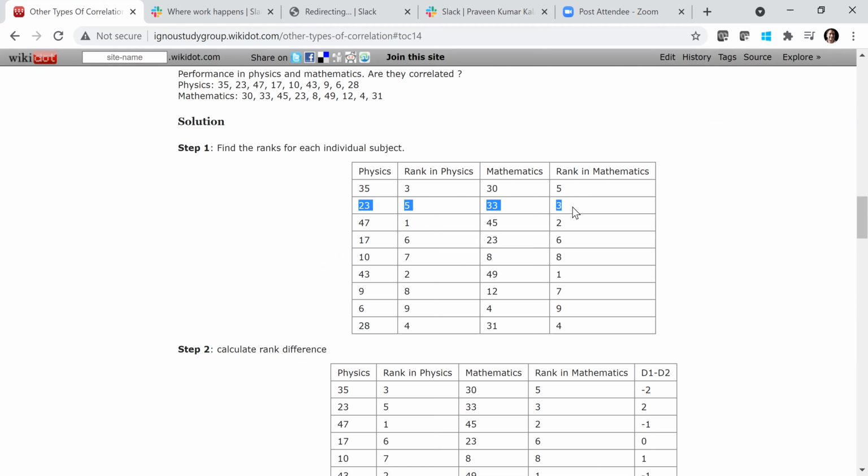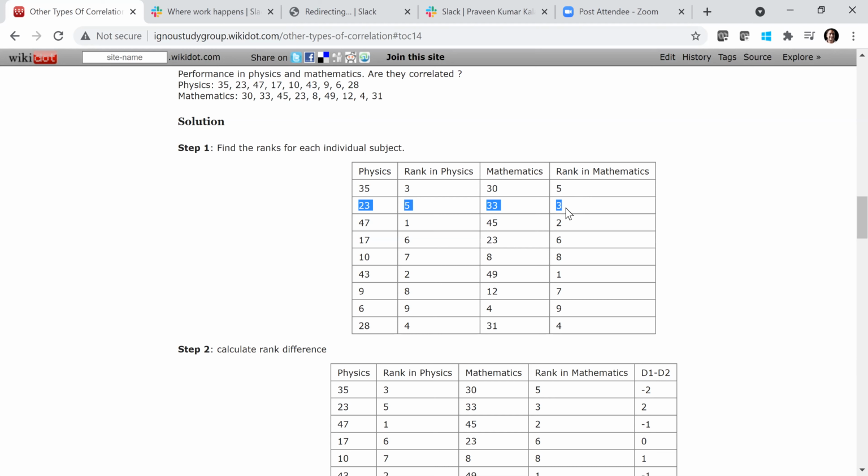What happened in the case of student A? Compared to student B, the rank increased as I go down, when it comes to physics. But when it comes to mathematics, it is reversed. When I travel from student A to student B, the rank decreased. So the physics rank increased and the mathematics rank decreased. This is called a discordant pair. Basically, in one subject it is increasing, in the other subject it is decreasing.